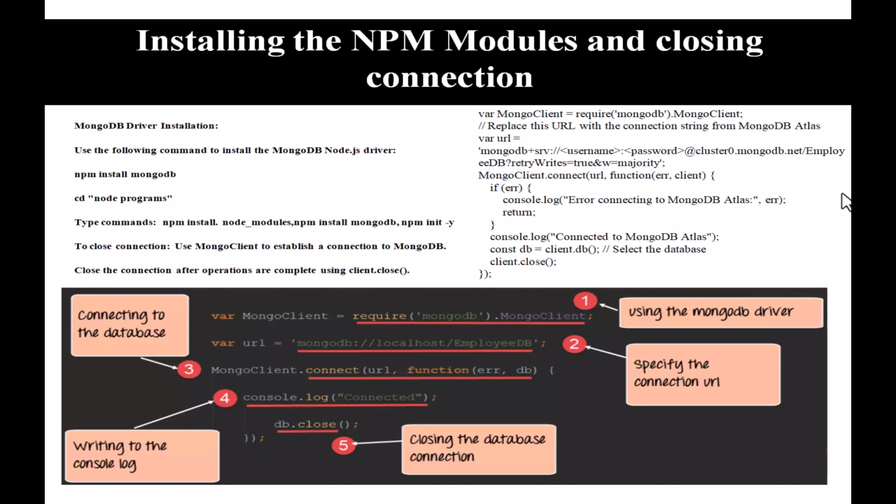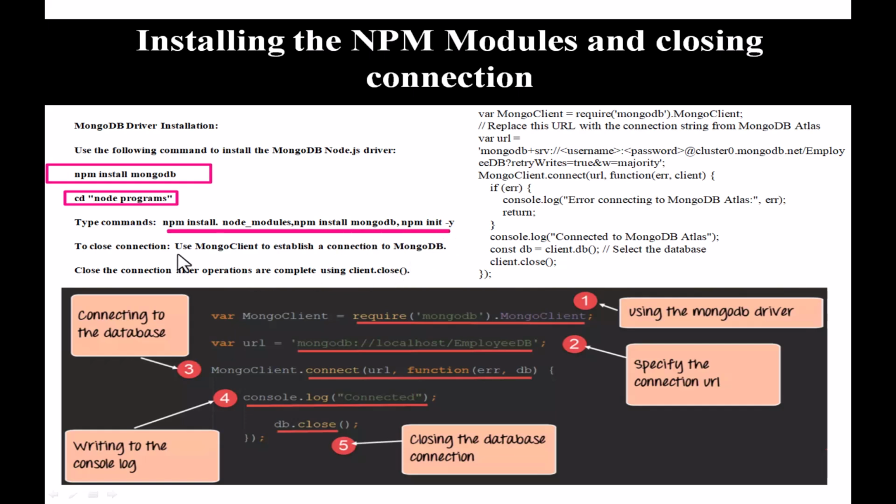Next, installing npm modules and closing the connection. You can install the npm modules. So you can install npm MongoDB, cd node programs. You can type npm init -y, and npm install to install the npm modules. So here you can use this particular step.